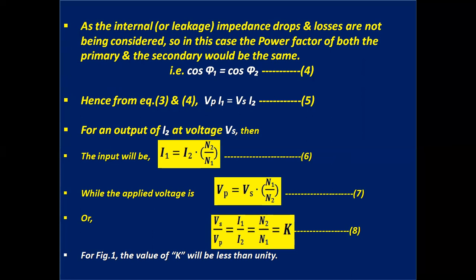For an output of I2 at voltage Vs, the input will be I1 equals I2 into N2 by N1, while the applied voltage is Vp equals Vs into N1 by N2, or Vs by Vp equals I1 by I2 equals N2 by N1, that is equal to K. For figure 174, that is figure 1, the value of K will be less than unity.